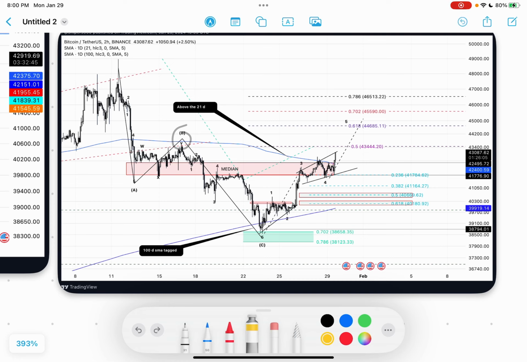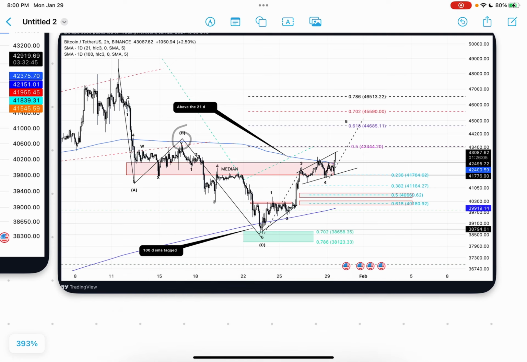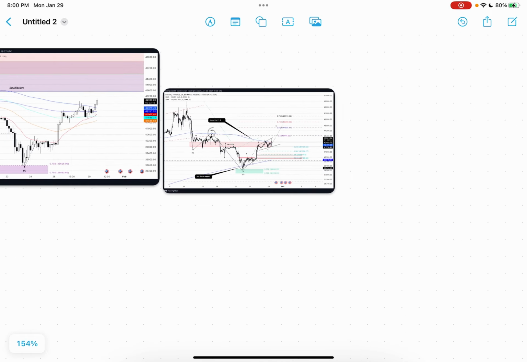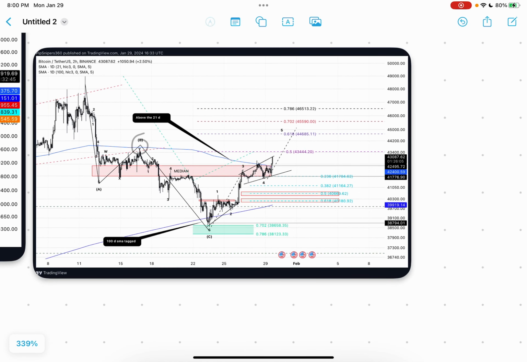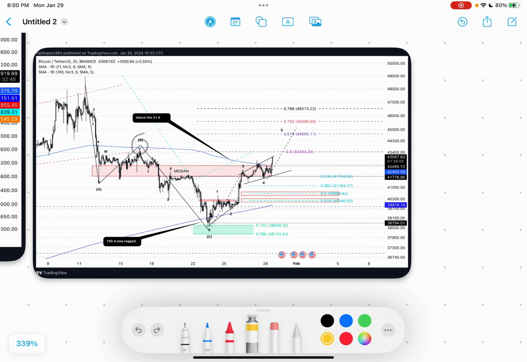Okay, so we are above the median in relation to the top of the correction down to the bottom. So it looks like bulls are in control over here. Now, here is what I'm thinking. So we either have an A, so I'll show you over here. So this is your A, B, C correction.